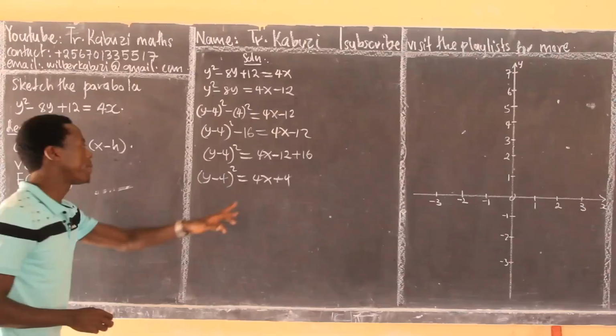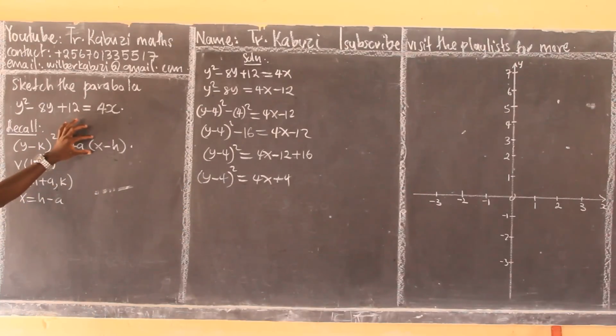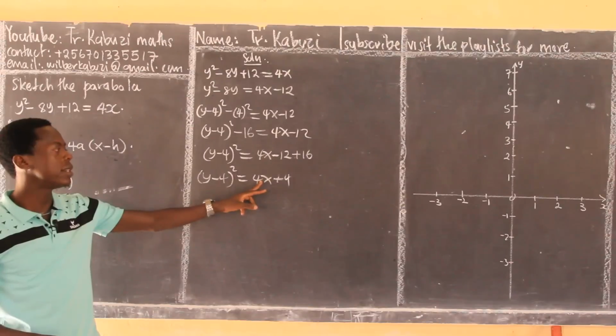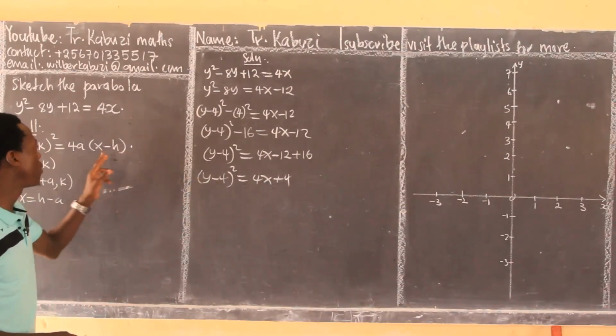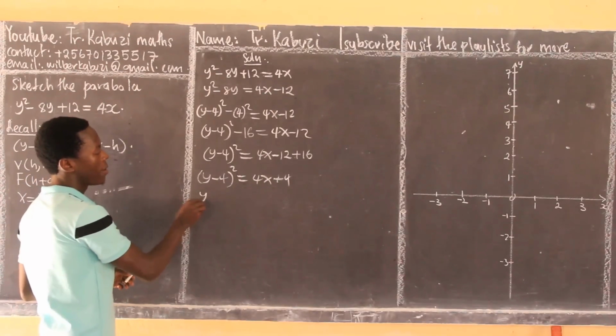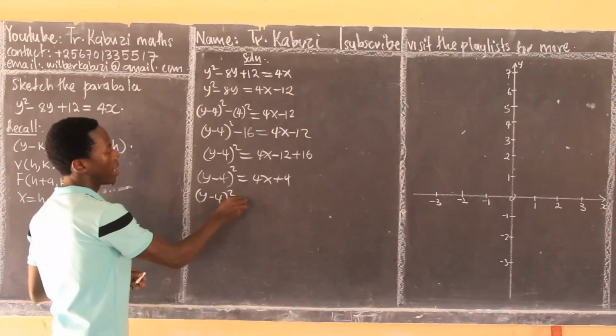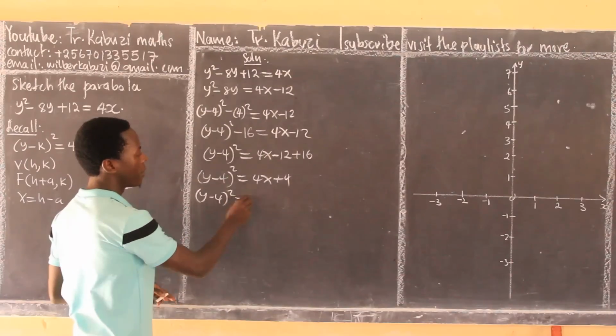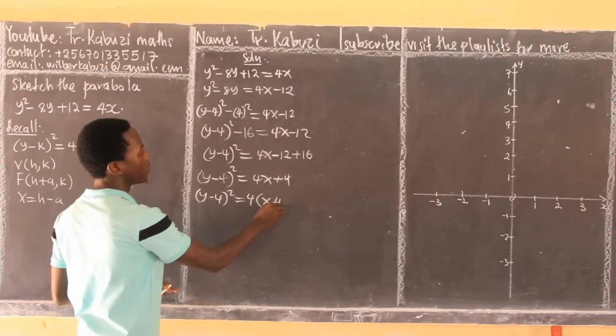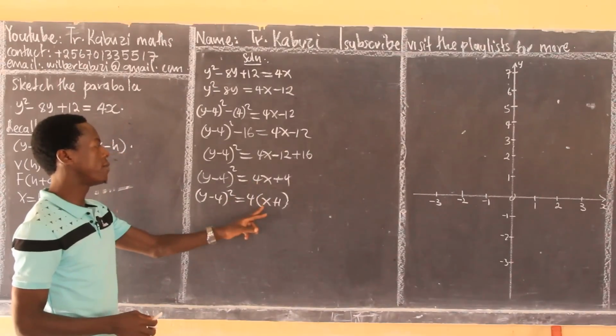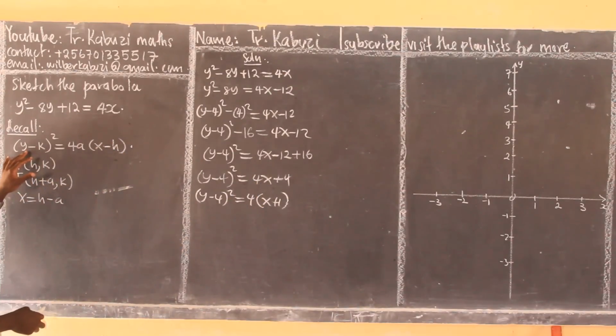We said we express it in this form, but we needed this bracket. In simple terms, the coefficient of x should be 1. What we are going to do, we are going to factorize it out. So now my y minus 4 squared is, we factorize out a 4 there, we get x plus 1. Always the coefficient of x should be 1 before we compare with this.